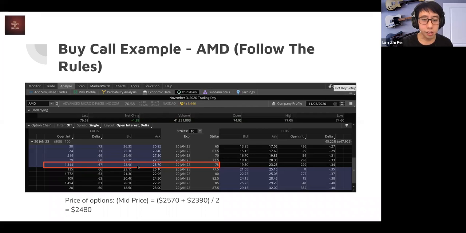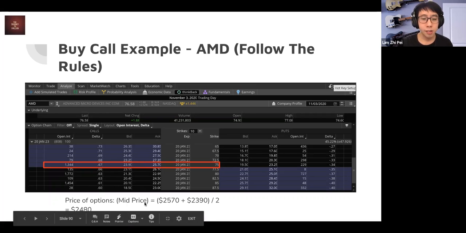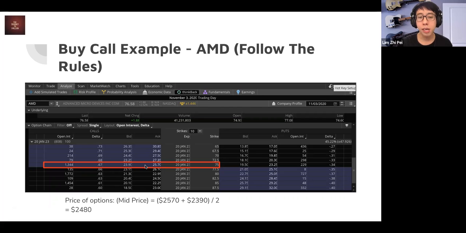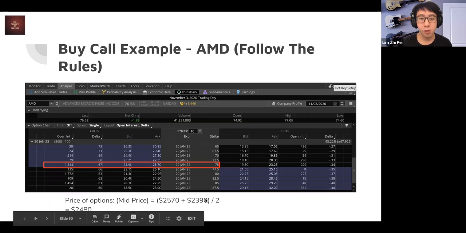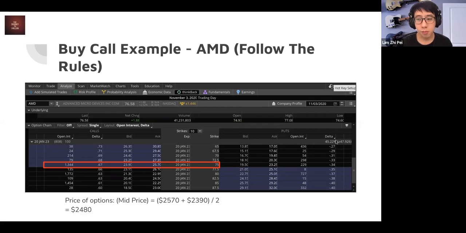And this is the price of the option that you need to pay to buy the call. Normally, we use a mid price, which is the average of the selling price and buying price of the contract. So basically, we add the two together and divide by 2, and the total you need is $2,480 to buy this contract. And why I chose 2023 as well is because of the IV. The IV is less than 50%, so it is okay to buy.